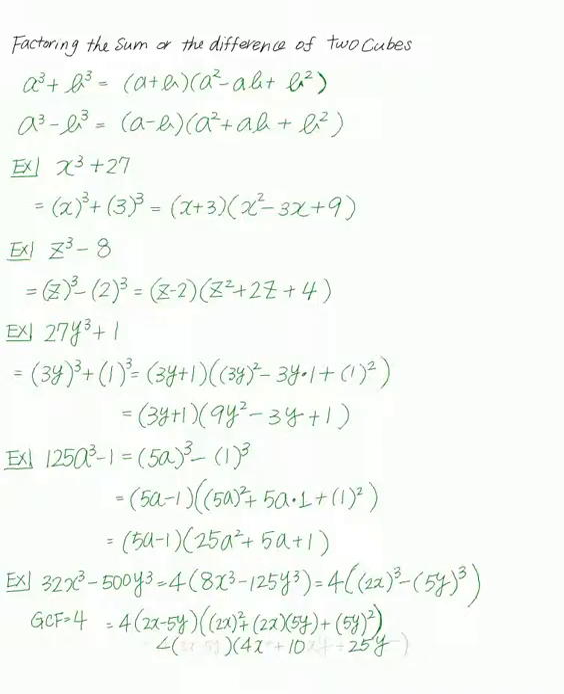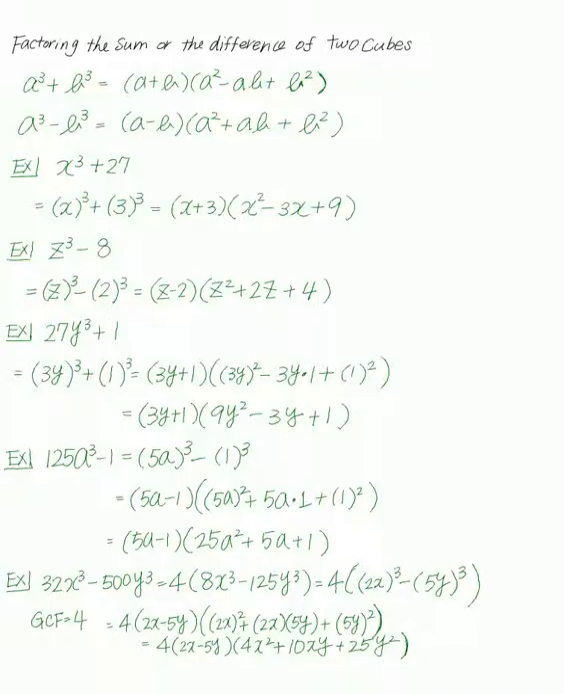Now matching all that up, we're going to end up with 4, parenthesis, 2x minus 5y. Now we're going to have 4x squared, don't forget to square the 2, plus, now multiplying this out, I end up with 10xy plus 25, don't forget to square the 5, y squared. And that actually is my final answer.